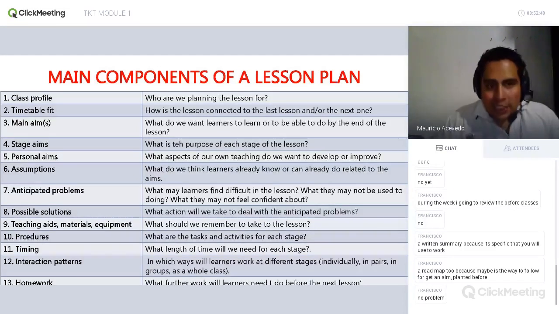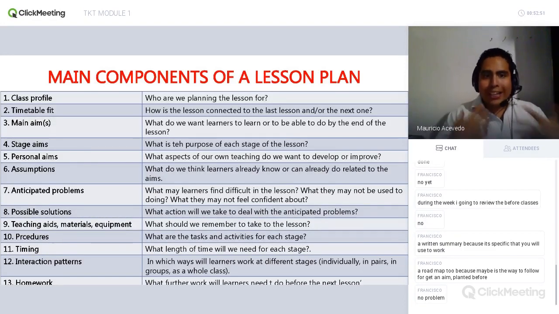Anticipated problems. What may learners find difficult in the lesson? What they may not be used to doing? What they may not feel confident about? So, past continuous. What can be difficult for them? Maybe it's difficult to contrast simple past with past continuous, because in Spanish and many languages there is no big difference, right? So they will say, but it's almost the same for me. And then you need to anticipate problems.